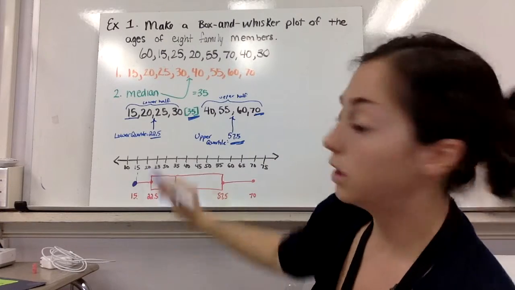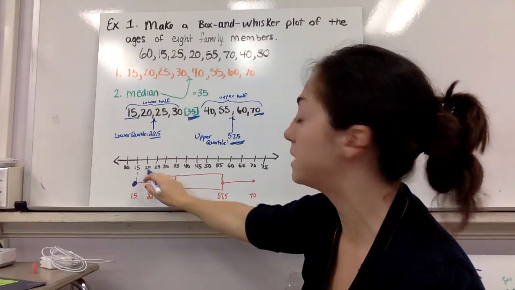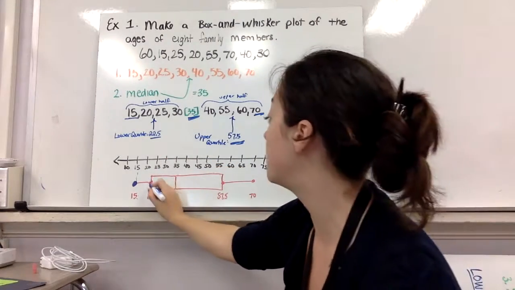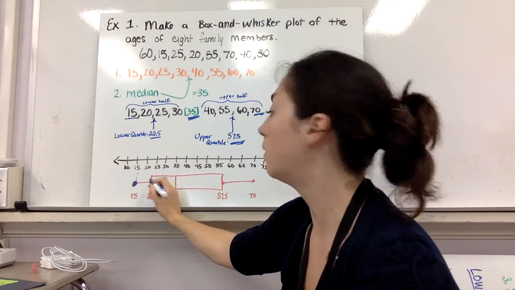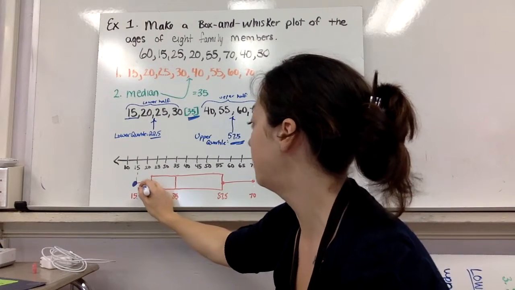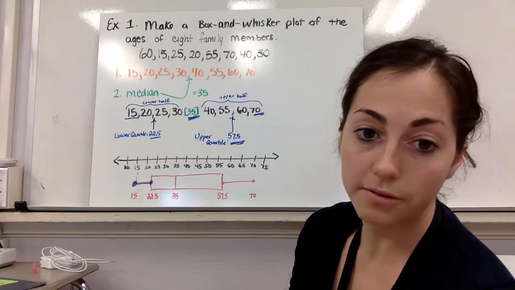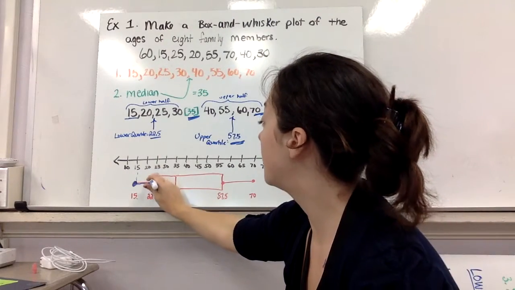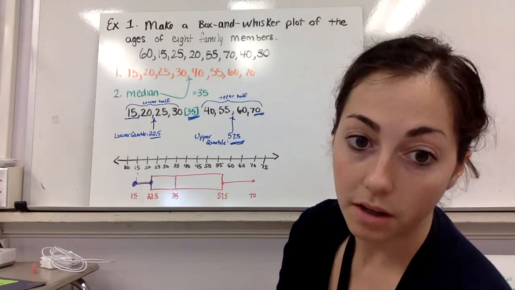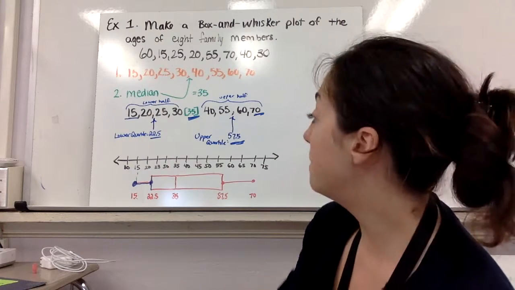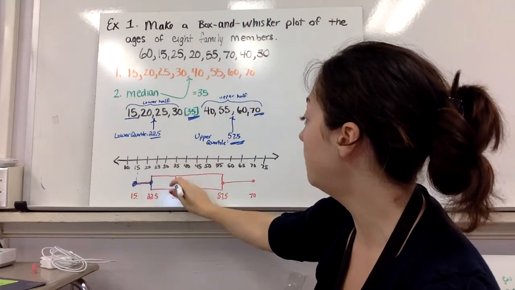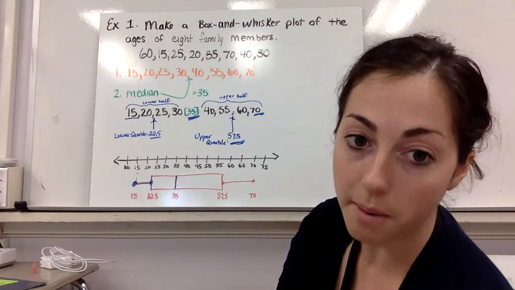Then my lower quartile is 22.5. That's in between 20 and 25. So I made another point there, and I draw a straight line from 15 to 22.5, and then I make a box starting with that lower quartile. My median is 35. That's the middle bar of the box.